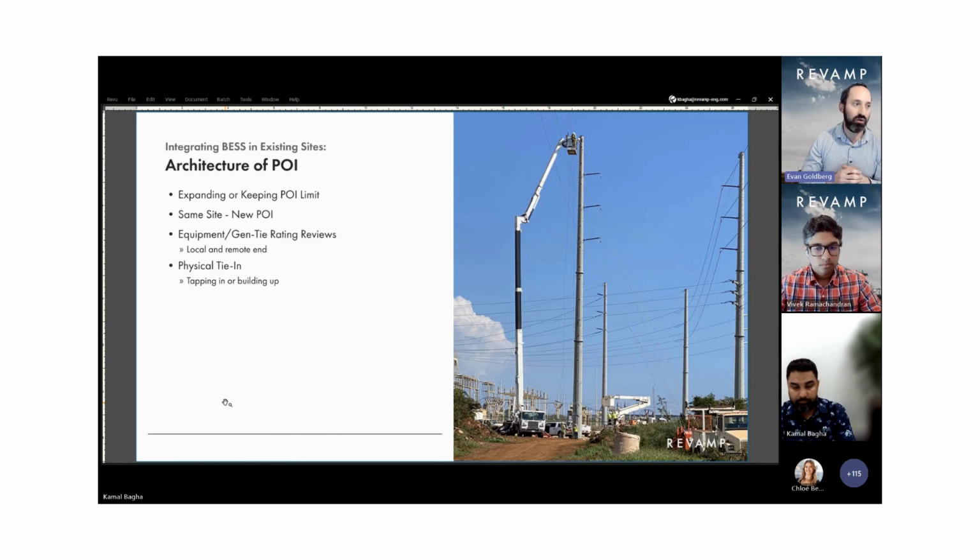Are you planning to tie that into the existing substation and all the equipment you have there? Are you planning to get a new POI and share in other ways the equipment that you have? Those are types of things that you'll dive into. But primarily in the further slides that we'll get into, we're going to talk about having a shared substation. So, Kamal, if you might want to flip to the next slide.